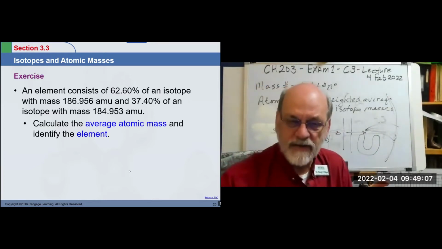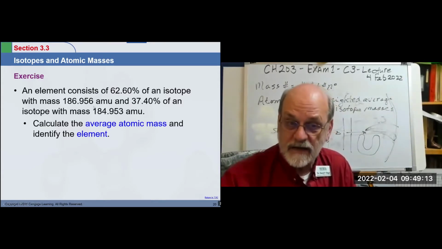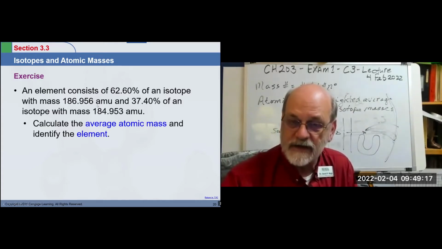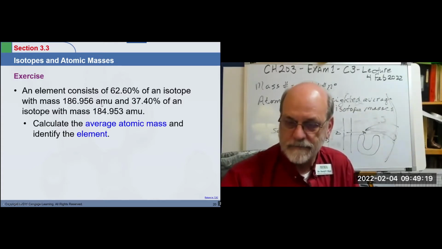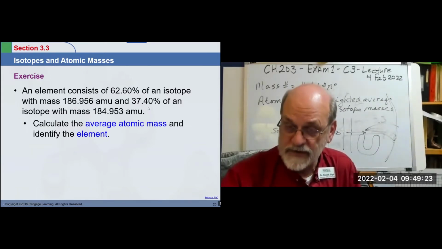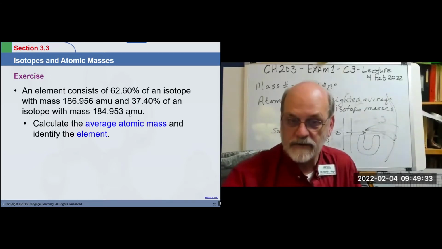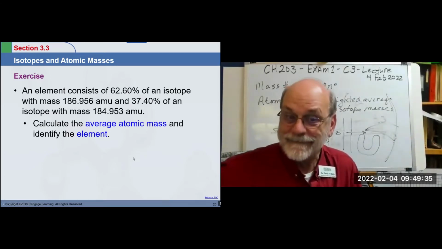And by using that device for this problem, we've determined that 62.60% of an isotope has a mass of 186.956 atomic mass units, and 37.4% of that same element are isotopes with a mass of 84.956 atomic mass units. Okay?